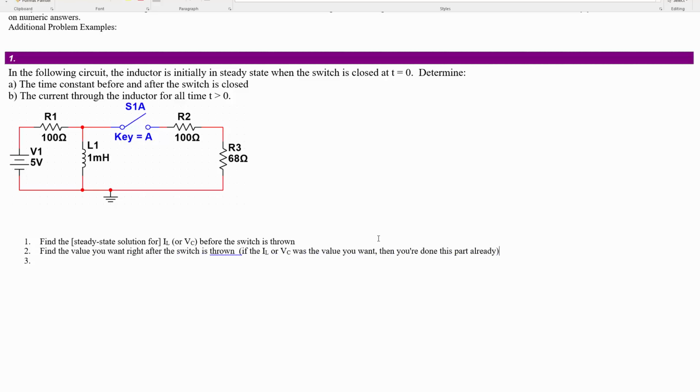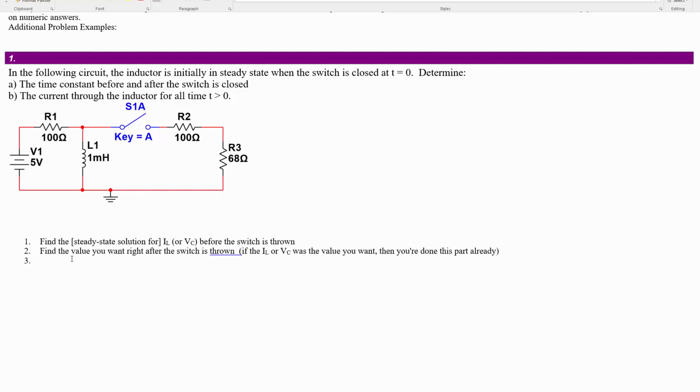Okay, but if not, then you'll have to use the fact that the current through an inductor and the voltage across a capacitor can't change instantly in order to determine what those values will be right after the switch is thrown. So for instance, in this setup, if we wanted to find the current going through this resistor right after the switch is thrown, we would figure out still the inductor current before the switch is thrown, and then after the switch is thrown, we would say the inductor current can't change, so that gives us information to figure out what this current must be right after the switch is thrown.